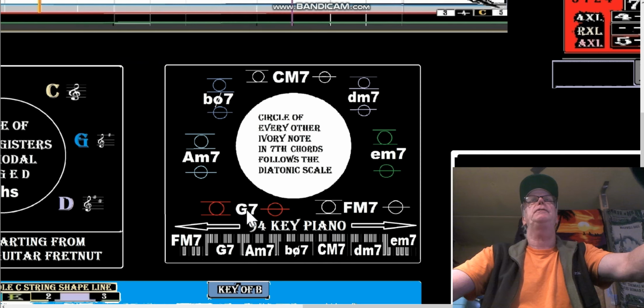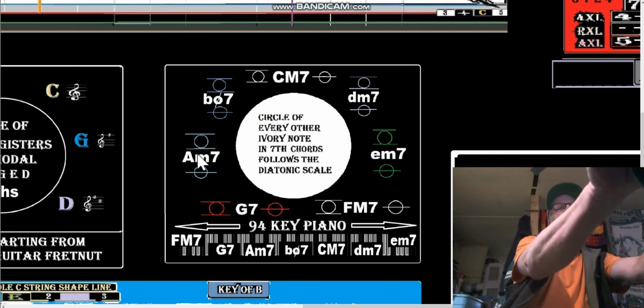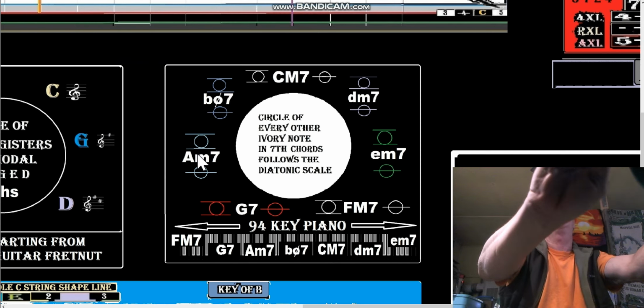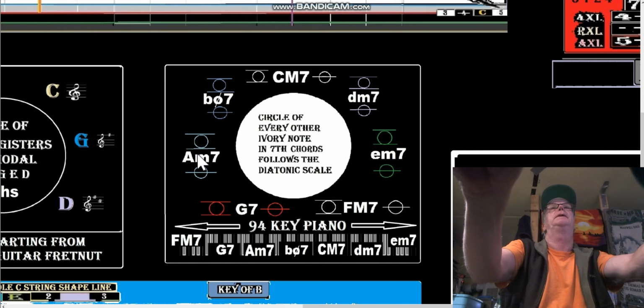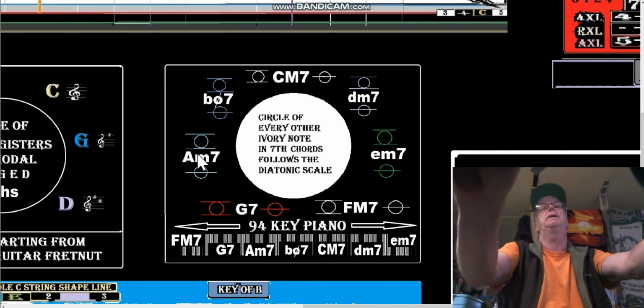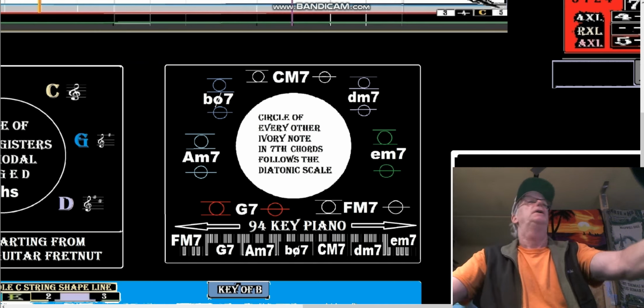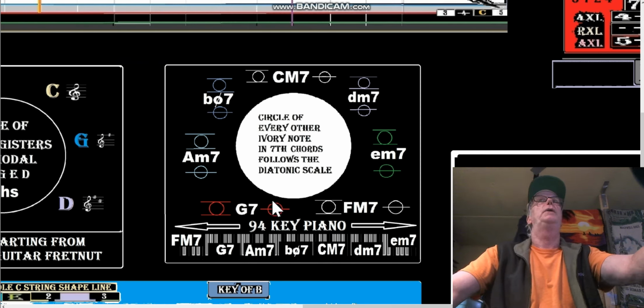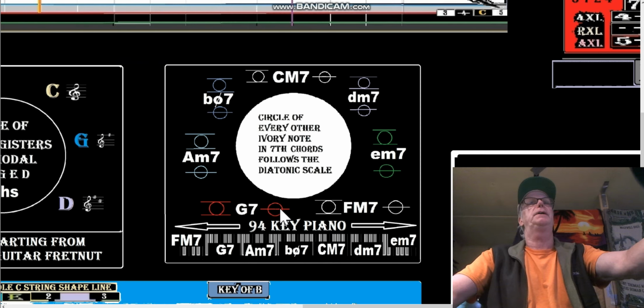So we got G7 here, and then you just go to A minor 7, and I'm playing every other note. Okay, so that G goes to the A minor 7th goes to the B half diminished 7th. So I know if I started on this low G down here, whatever the polarity of that note is, it would be the same polarity all the way up for all those notes.